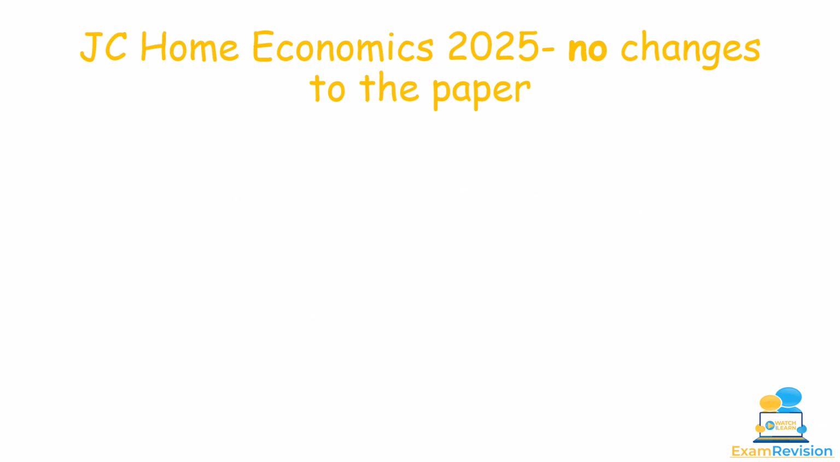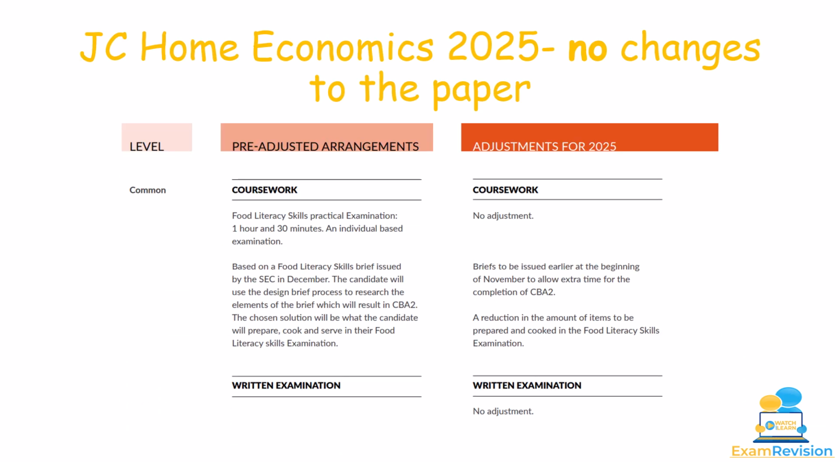Junior Cycle Home Ec 2025 has no changes to the paper. At this stage, you will have completed CBA 1 in second year, CBA 2 in third year, and you will have completed your cooking exam prior to Easter in third year. So at this stage, all that's remaining is your 90-minute exam, and there are no changes to the structure of the paper for 2025.